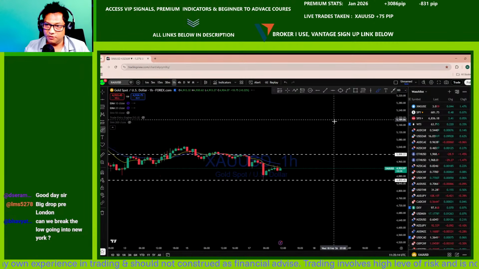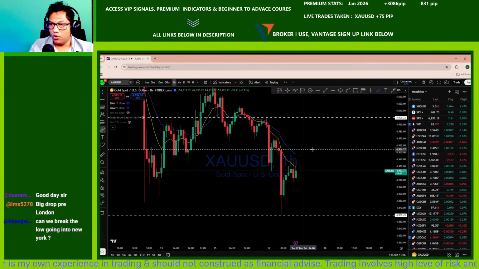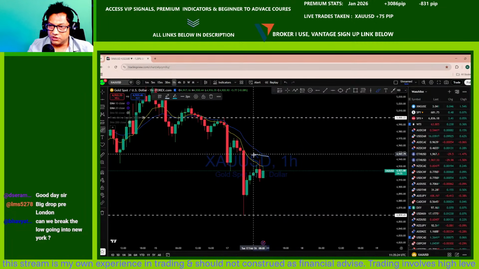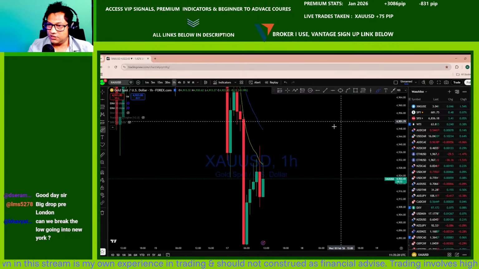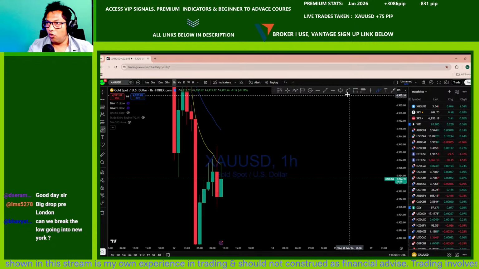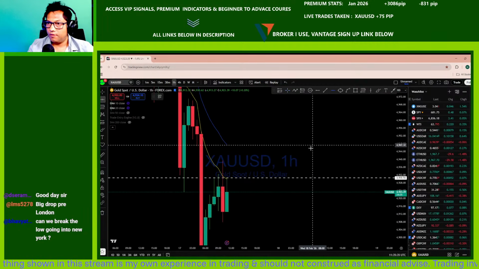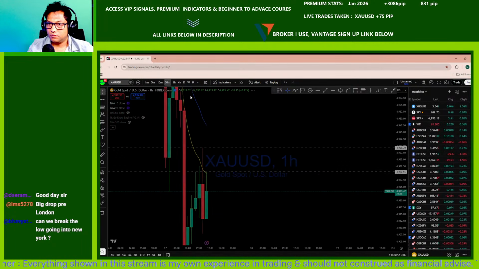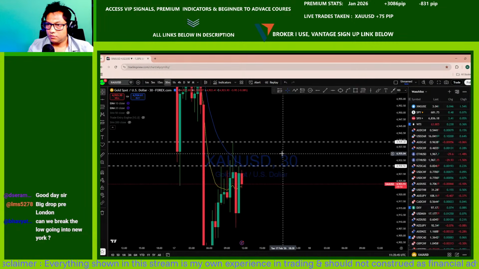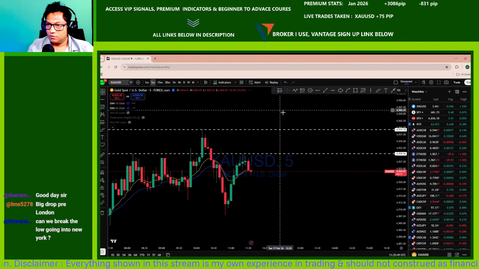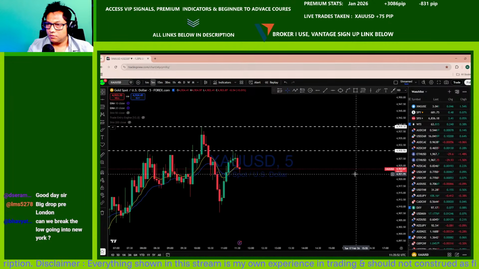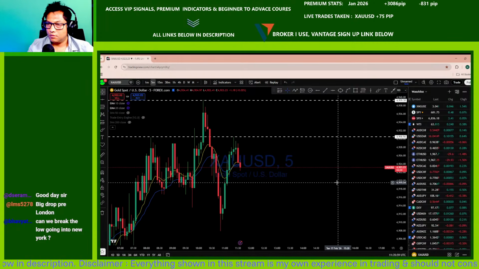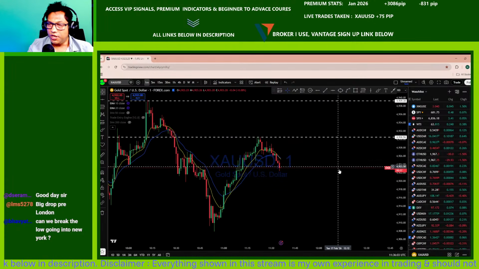Let's look at the 1 hour chart here. From the 1 hour, the previous 1 hour was a bearish rejection of this key level, and I think these are some of the levels that we can look at for potential entry. So here is what we can see in this area.